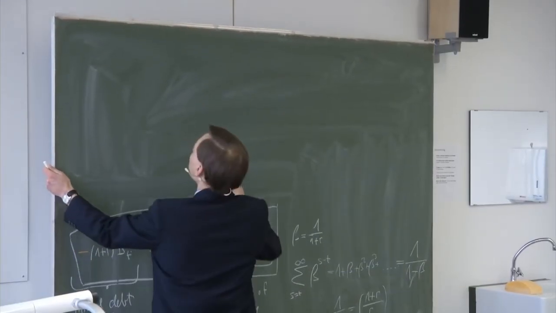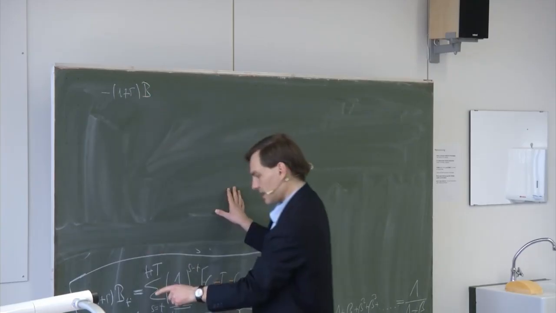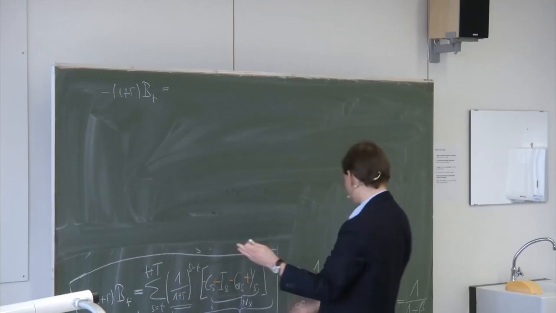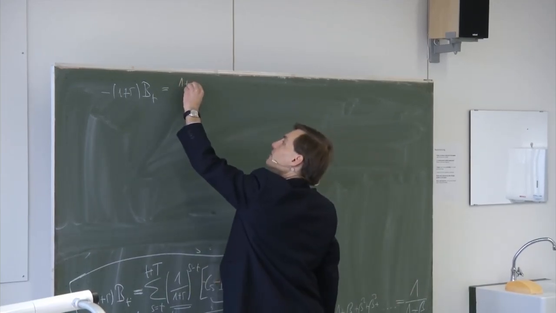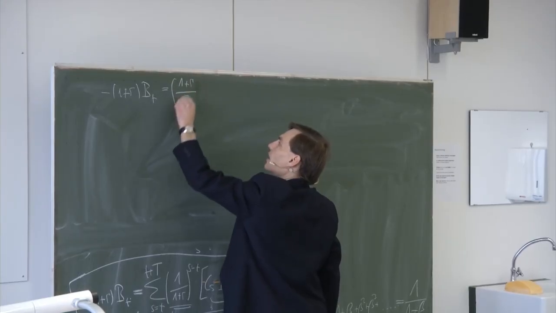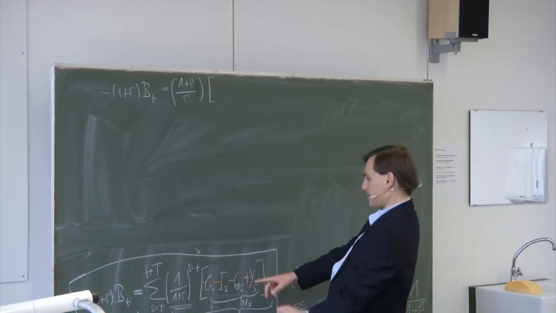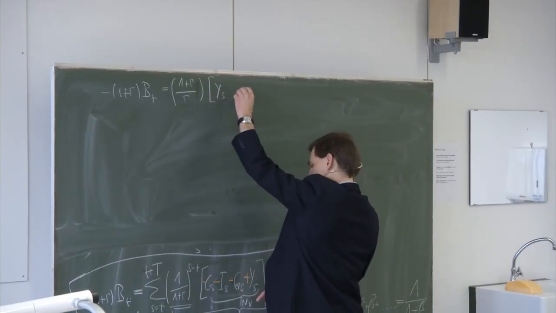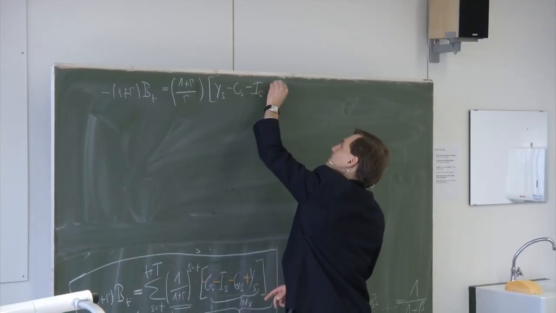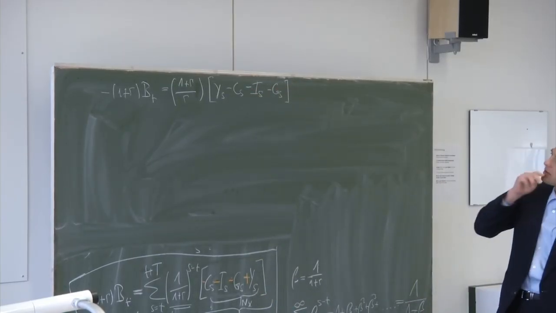Yeah? So I can say, well, this is now (1 plus r) beta bt. And then we can say, okay, instead of this, we have this (1 plus r) over r. Yeah, and then we have this income minus consumption minus investment minus government spending. And now I'm very close to what I'm going to do.